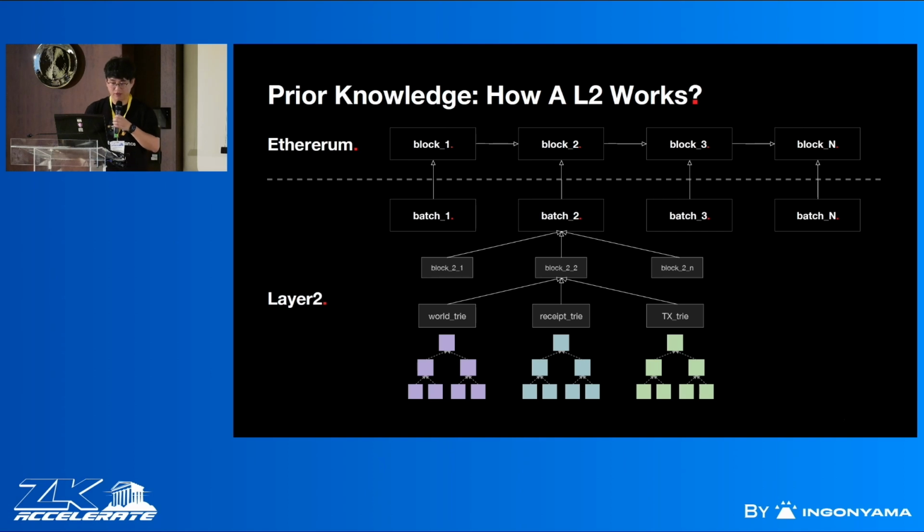In our use case, we want to accurately validate layer 2's transactions on Ethereum. Let's recap how a layer 2 works on Ethereum. As you can see in this page, the world state trie, the receipt trie and the transaction trie are maintained by the layer 2 network. These tree states are aggregated into blocks, and the blocks are aggregated into batches. These batches are periodically submitted to Ethereum by the layer 2 sequencer.